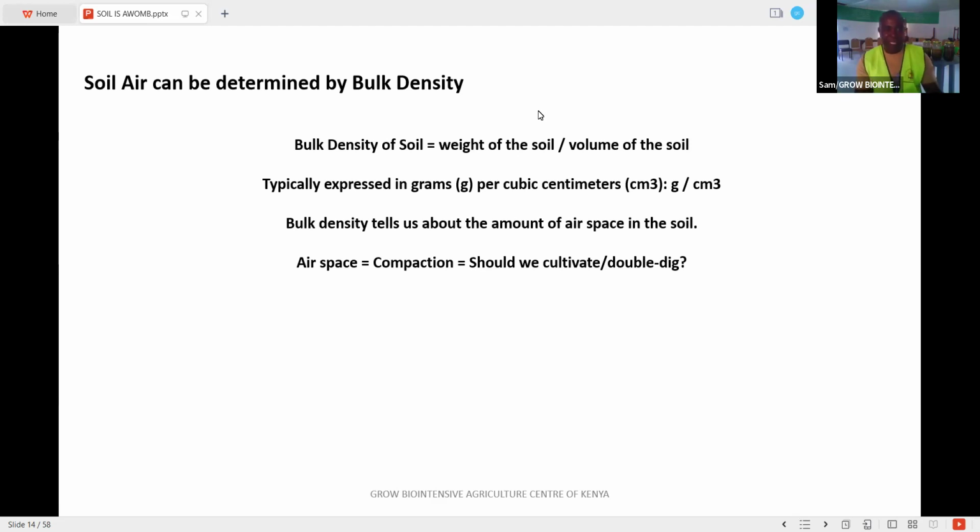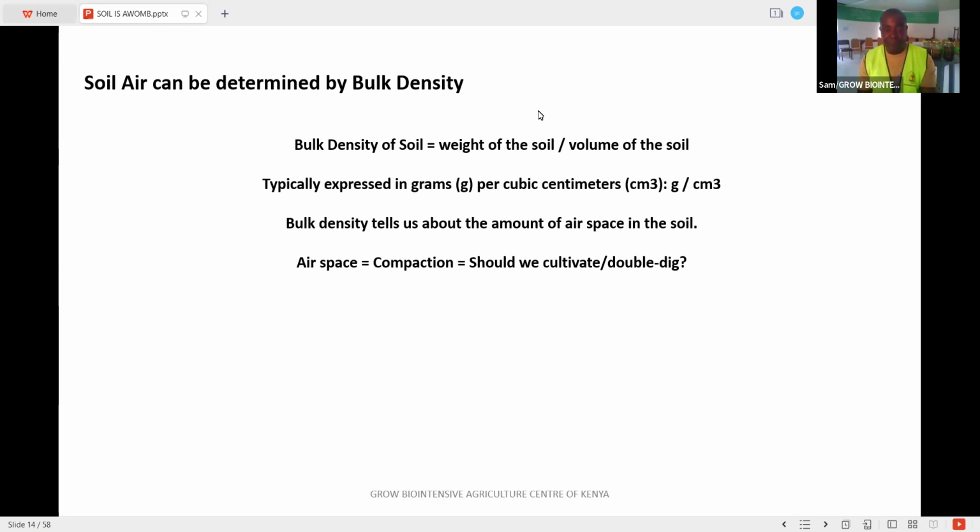And so bulk density of the soil equals the weight of the soil divided by the volume of the soil. And it's typically expressed in grams per cubic centimeter. It tells us about the amount of air space that is there in the soil. Bulk density tells us about the spaces, the air spaces, the pores that are there in the soil sample. So you can tell the soil density of your farm.